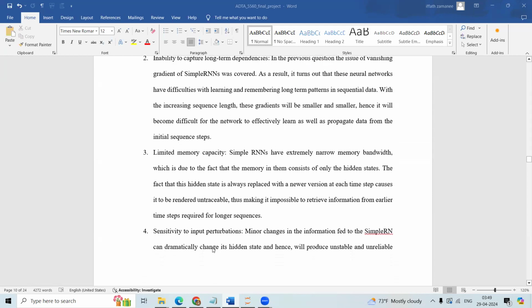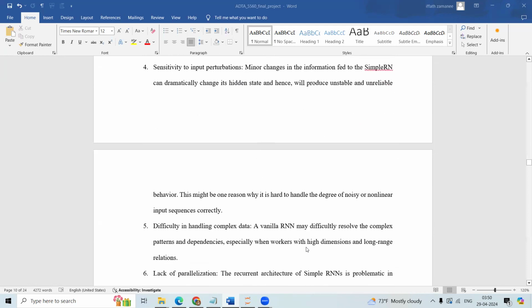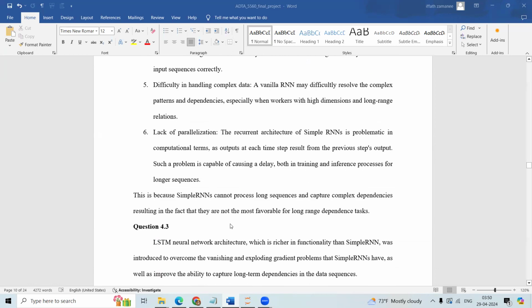Another limitation is sensitivity to input perturbation. Minor changes in the information fed to the simple RNN can dramatically change its hidden state and hence produce unstable and unreliable behavior. This might be one reason why it is hard to handle noisy or non-linear input sequences.